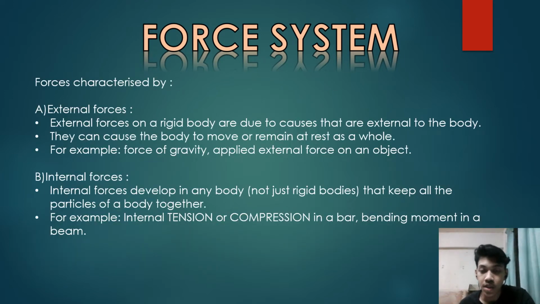Next, forces are characterized by two types: the first type is external forces, and the second type is internal forces. We are going to go through the external forces first. External forces on a rigid body are due to causes that are external to the body. They can cause the body to move or remain at rest as a whole. For example, the force of gravity applies an external force on an object.